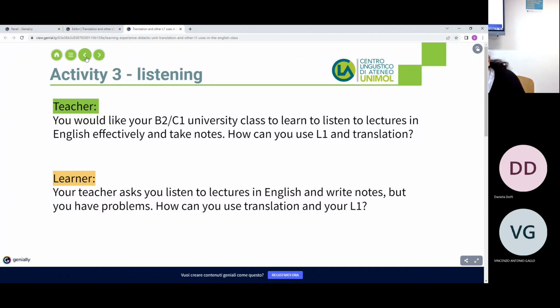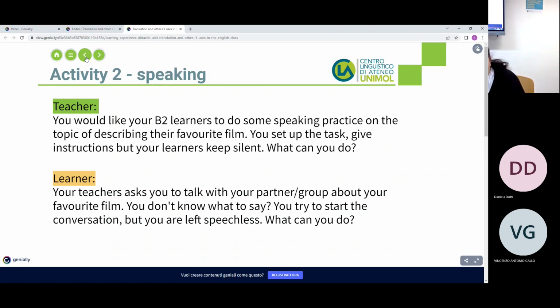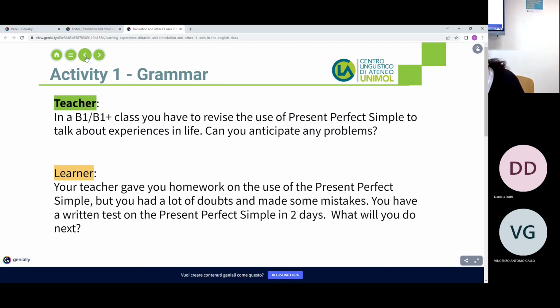So activity 3 is listening, B2, C1 university students. Activity 2 is speaking, B2 learners. And activity 1 is grammar, B1, B1 plus. So, which one would you like to do? Quale vogliamo fare?